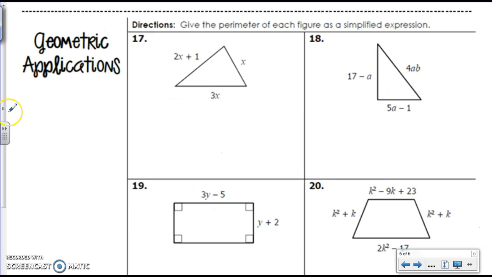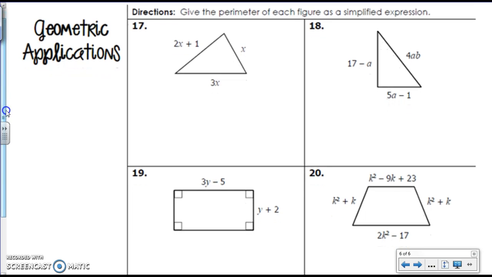Okay, the last type of problem here is a geometric application, so something that has to do with finding perimeter. Okay? I'm going to do 17 and 19, and you'll try the other 3. So when you're finding perimeter, remember it's the total of the outside. So what I'm going to do is add these 3 sides together. So I'm going to do 2x plus 1 plus x plus 3x.